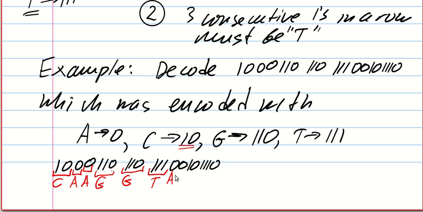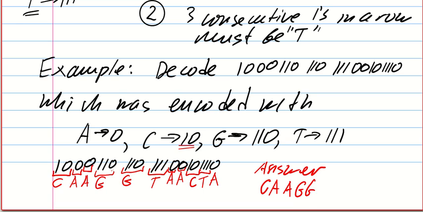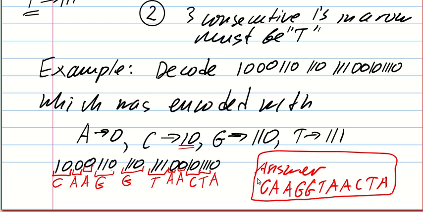Then you see 0, this is A. This is A, 1 0 is C, 3 ones it's T and A. And that's your answer. So the answer is C, A, A, G, G, T, A, C, T, A. And that's our answer for the decoding part.